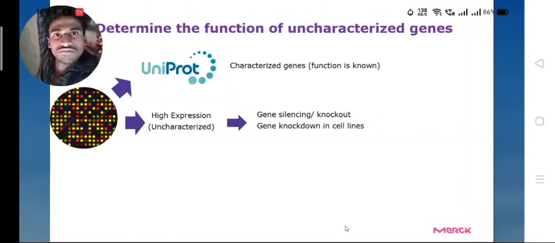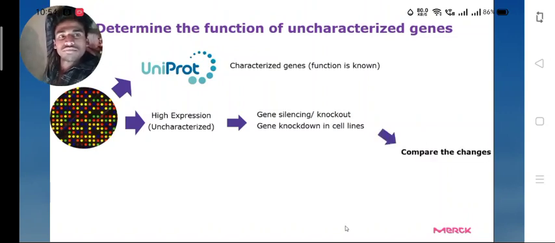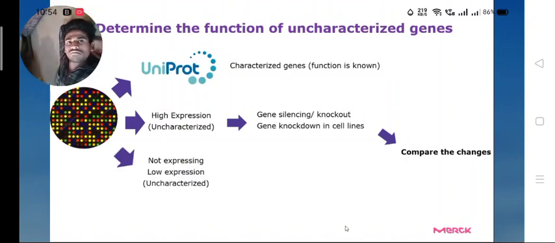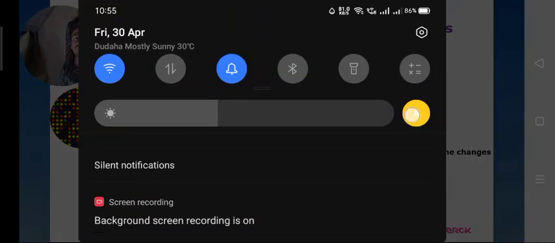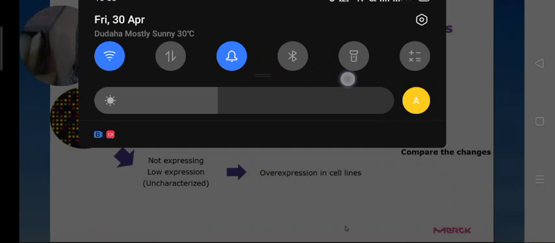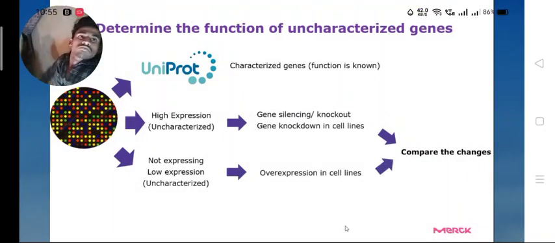When you shut down the gene expression, what happens to the cells? And compare these changes with the original healthy state. Similarly, if there are uncharacterized genes which are low expressing in disease condition, you can always upregulate them. You can always overexpress them in cell lines and then compare the changes with the original healthy state. So this is how the function of a gene can be determined. So this is one of the ways.